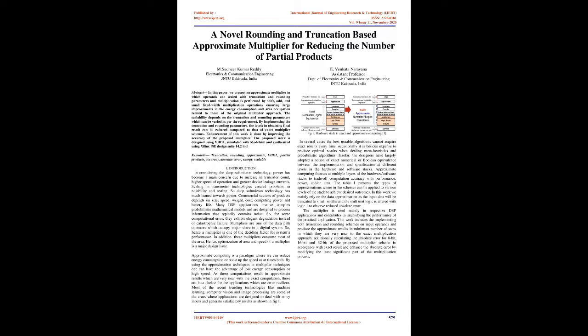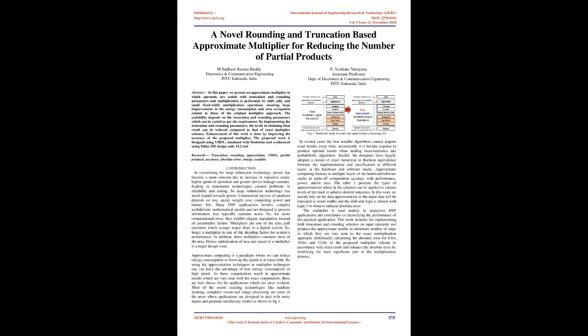Introduction. In considering the deep submicron technology, power has become a main concern due to increase in transistor count, higher speed of operation, and greater device leakage currents. Scaling in nanometer technologies created problems in reliability and testing. So deep submicron technology has much leaned towards power. Commercial success of products depends on size, speed, weight, cost, computing power, and battery life. Many DSP applications involve complex probabilistic mathematical models and are designed to process information that typically contains noise. So, for some computational error, they exhibit graceful degradation instead of catastrophic failure.